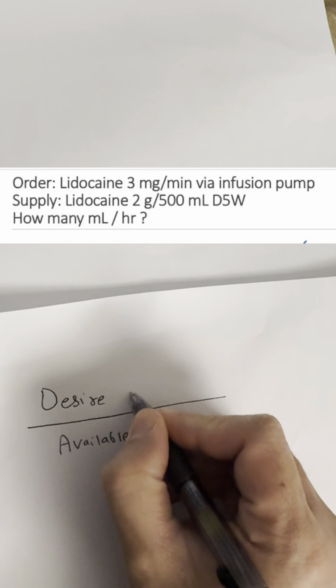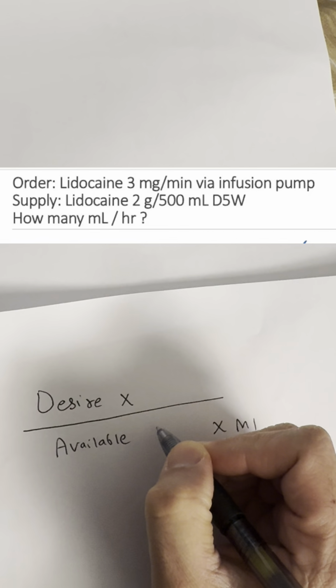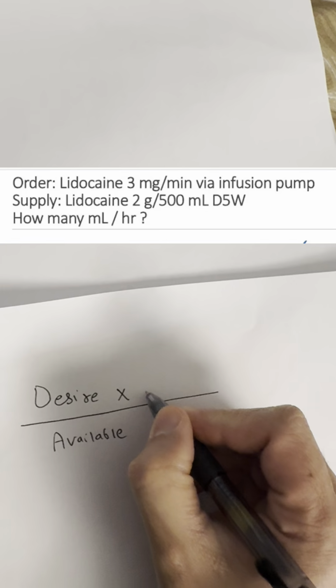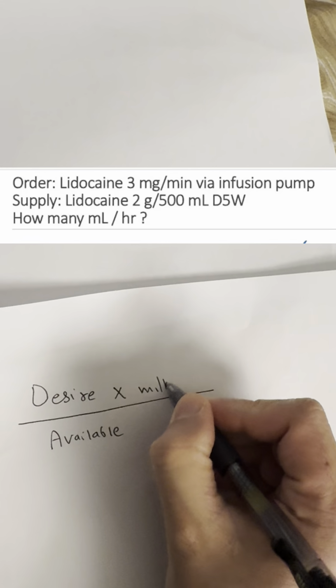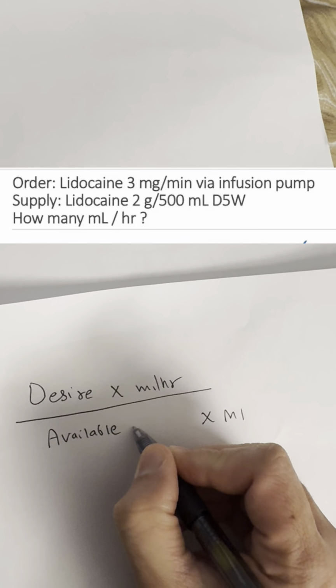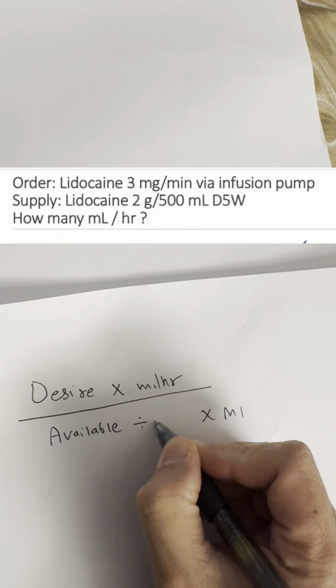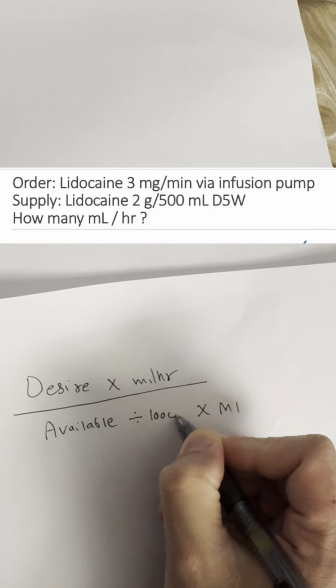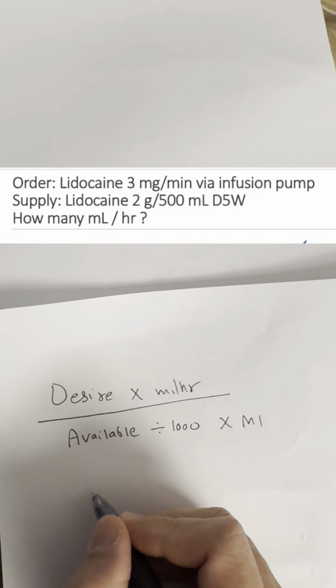So desired multiply by, they are asking how many ml per hour, right? Ml per hour. And then I'm gonna use another thing, divide by 1000. The reason is that I will show you. So now I'm gonna plug in all the numbers.